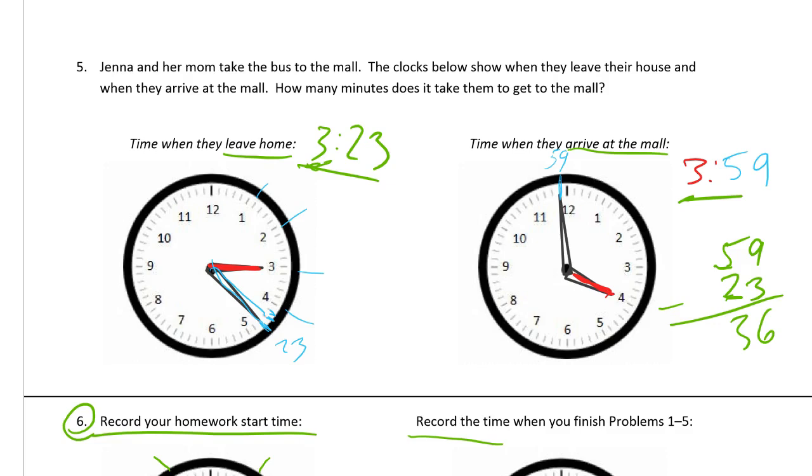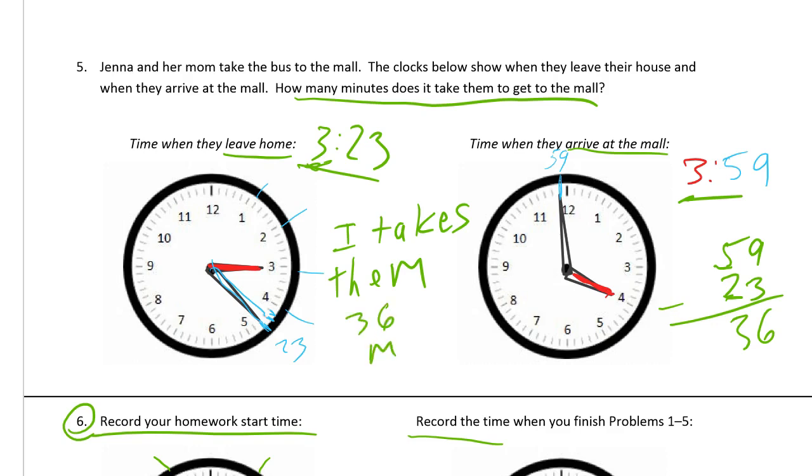So it takes them, right? How many minutes does it take them to get to the mall? It takes them 36 minutes. So in this case, for our RDW, did we do everything? Yeah, we did because we read it. They already drew the picture for us.